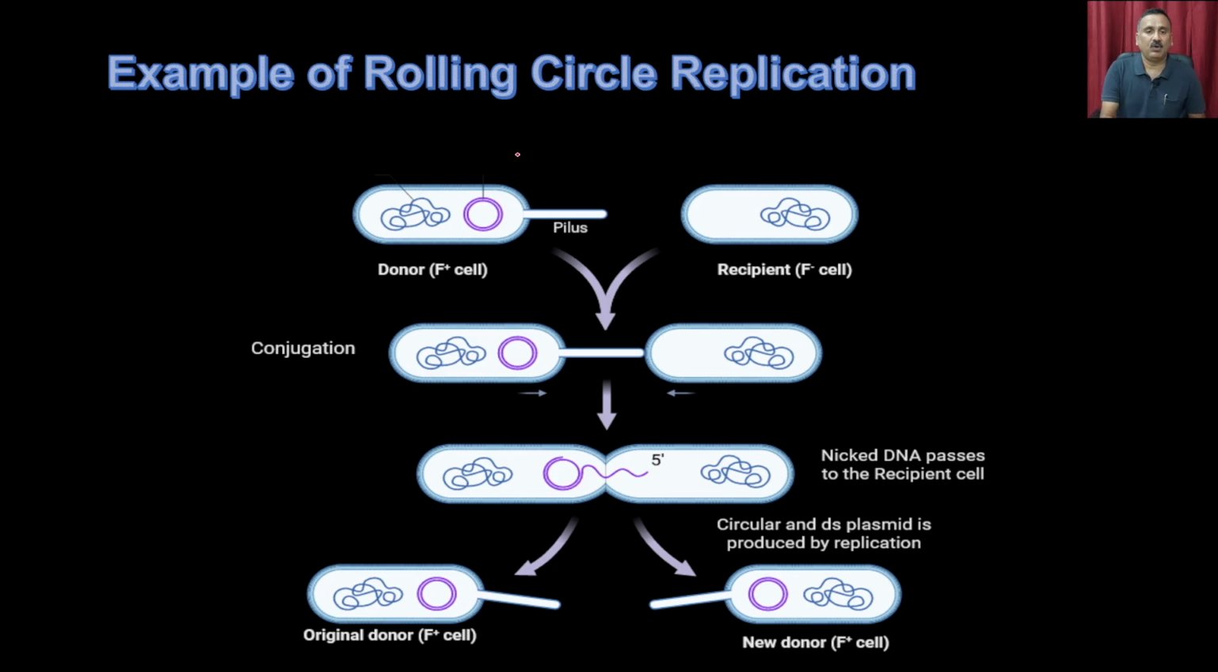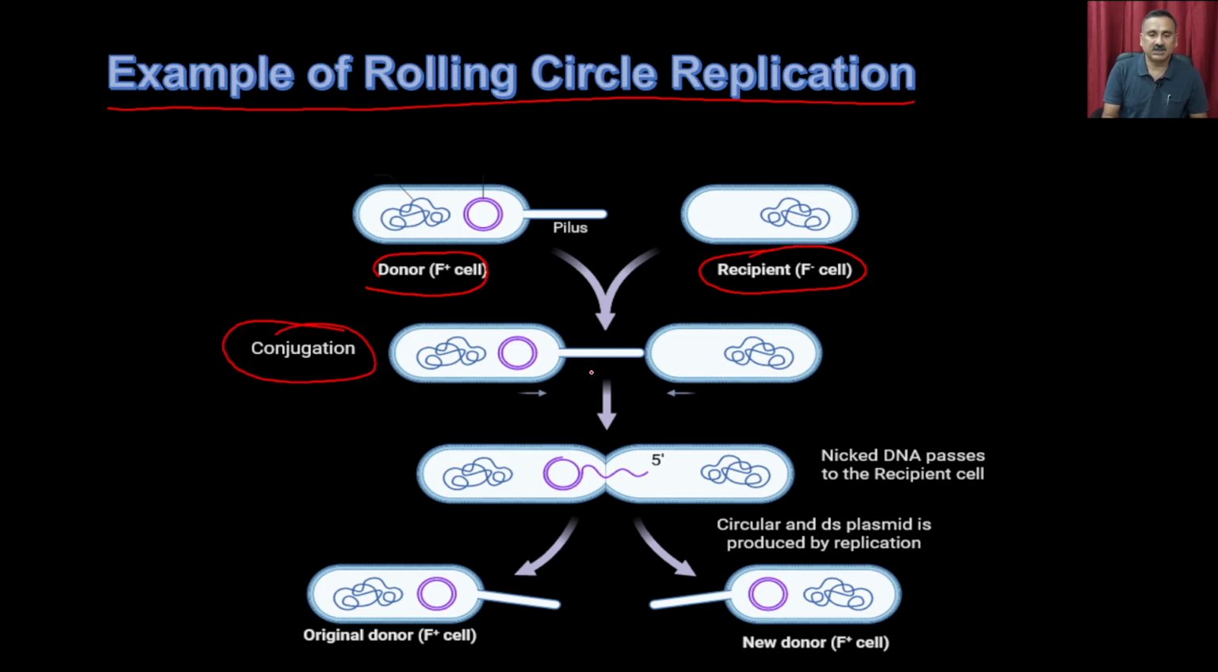One of the classical examples of the rolling circle model is that it is present in some of the E. coli species. So you're going to have the donor cell and the recipient cells, and once they form a conjugation, they are going to exchange the genetic material. The donor cell is going to have the rolling circle model, and because of that its genome is going to be replicated, and it's going to have the concatemer.